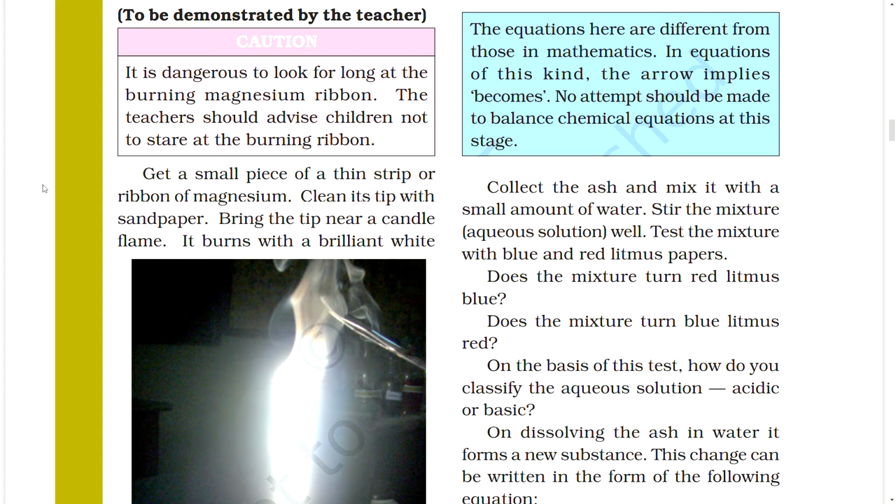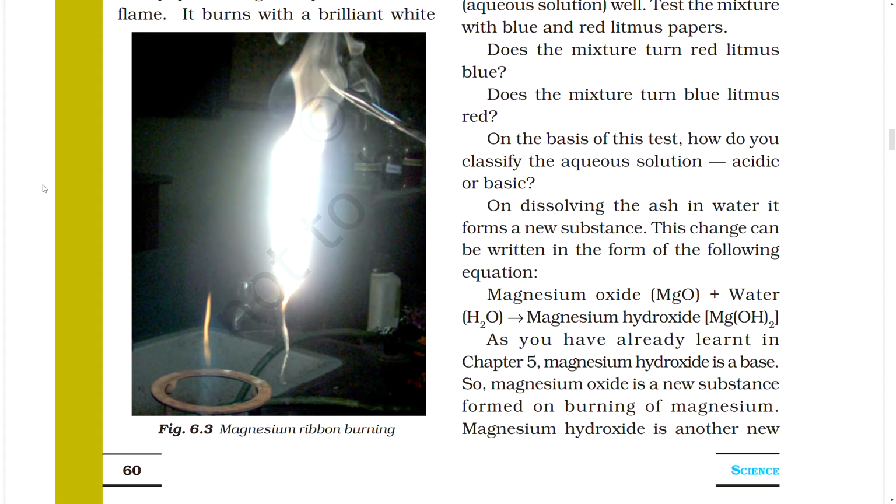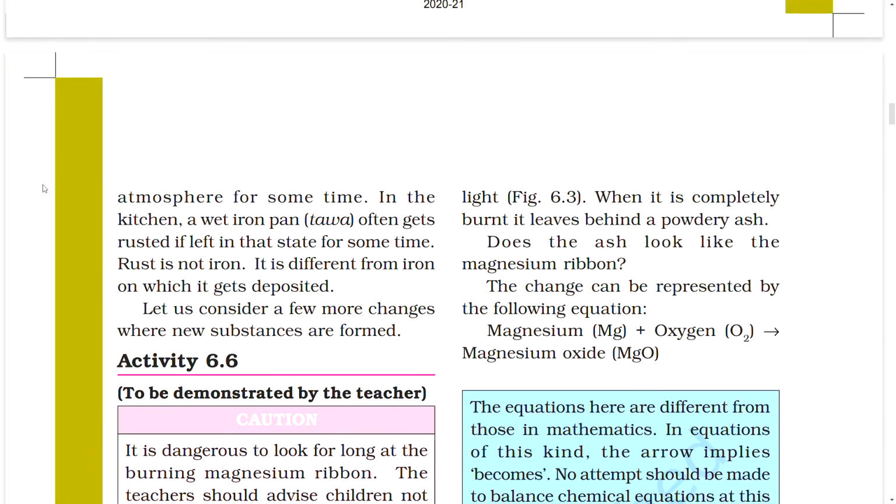Get a small piece of a thin strip or ribbon of magnesium. Clean its tip with sandpaper. Bring the tip near a candle flame. It burns with a brilliant white light. Figure: magnesium ribbon burning. When it is completely burnt, it leaves behind a powdery ash. Does the ash look like the magnesium ribbon?